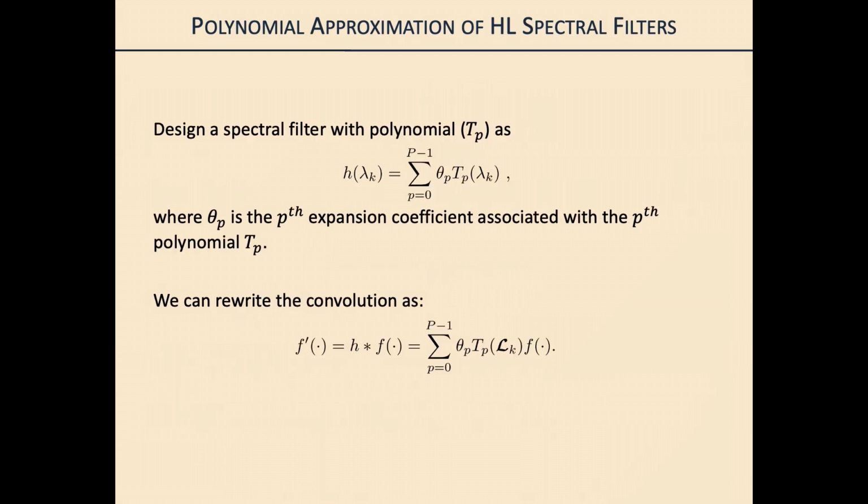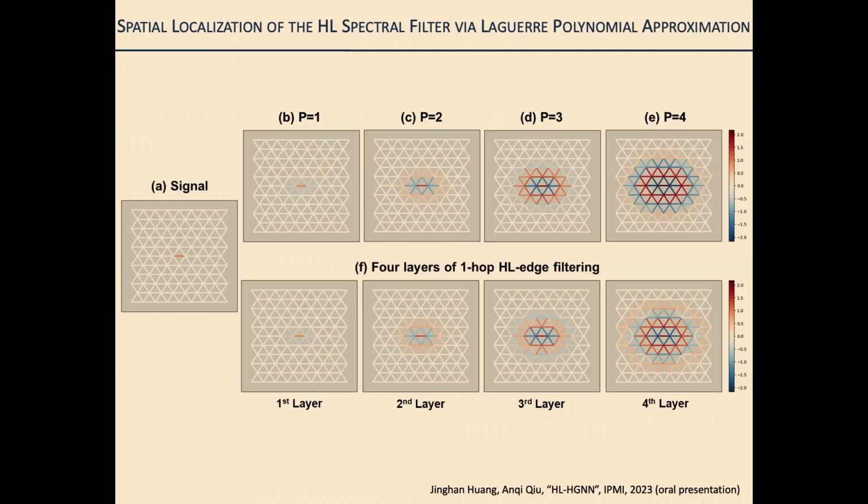So if you have that, again, we can use a simple polynomial approximation to approximate those spectrum filters, so you only need to estimate a few parameters. Here, T is the polynomial and theta is the coefficients you want to estimate, and those are the only parameters you need to estimate from this framework. So I'm just going to show you some examples.